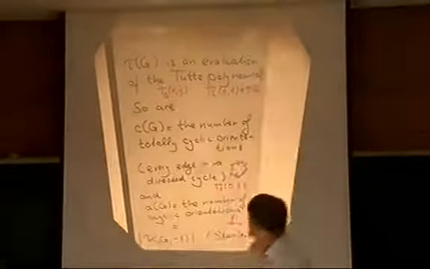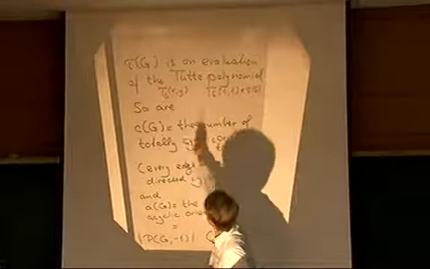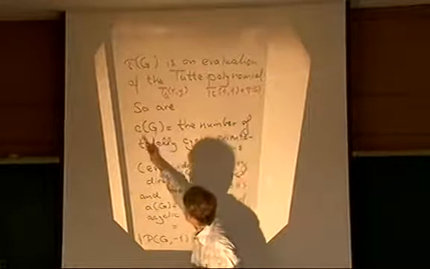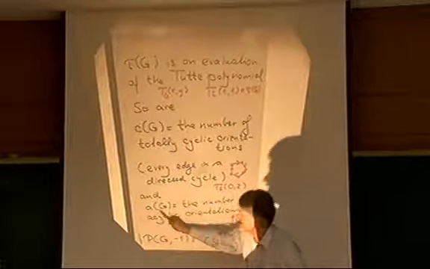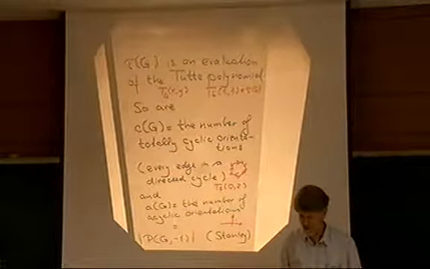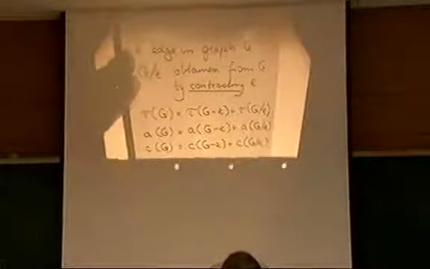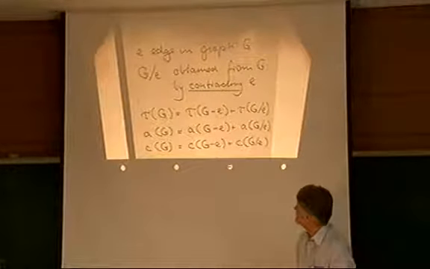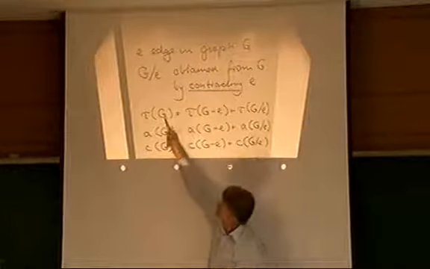Or you could also say, are there some relations between the number of spanning trees, the number of totally cyclic orientations, and the number of acyclic orientations? Well, here is a connection. The first connection I would like to mention. Let's look at the number of spanning trees in a graph.